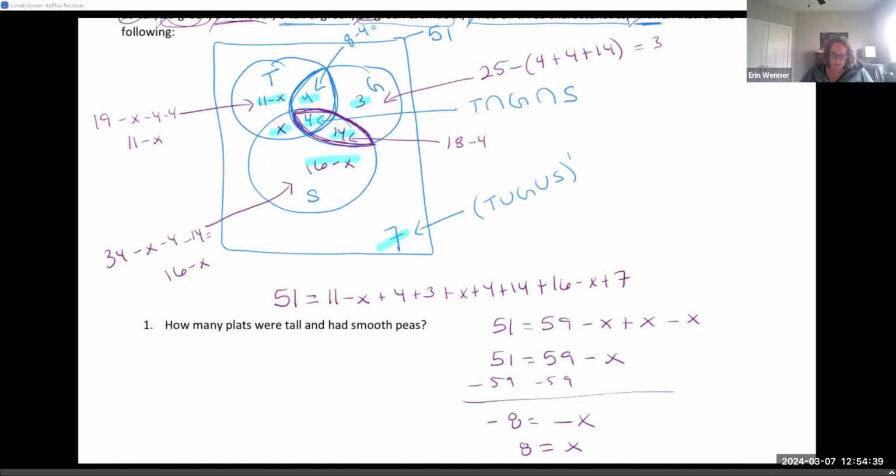So going back into our Venn diagram, if this has already gotten a little too cluttered for you, feel free to, we can just draw a new one, okay? We can put all of our values in it.